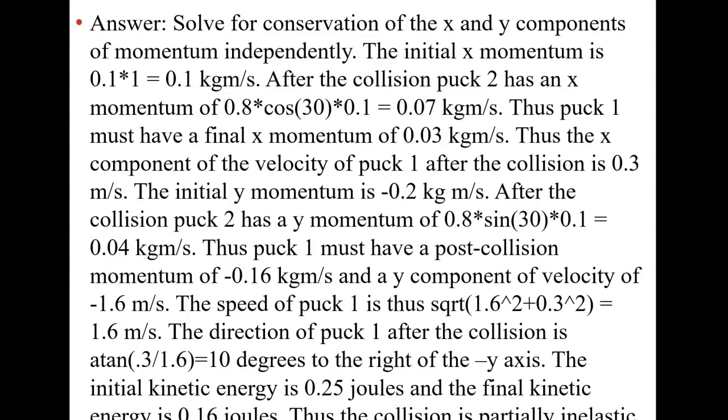So puck 1 must have a post-collision y momentum of negative 0.16, and a y component velocity of negative 0.16, just as we mentioned above. So the speed of puck 1 is the square root of 0.3 squared plus 0.16 squared, which is about 0.34 meters per second. So for the direction of puck 1 after the collision, we can figure out the tangent of our momentums to figure out that it's about 28 degrees below the x axis, to the right.